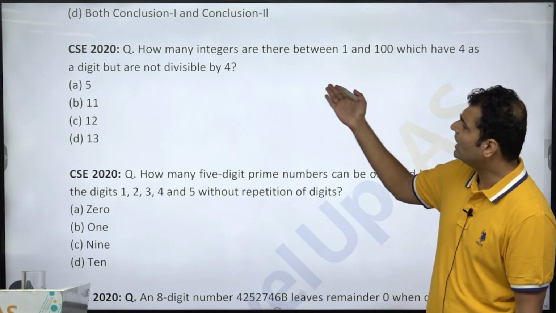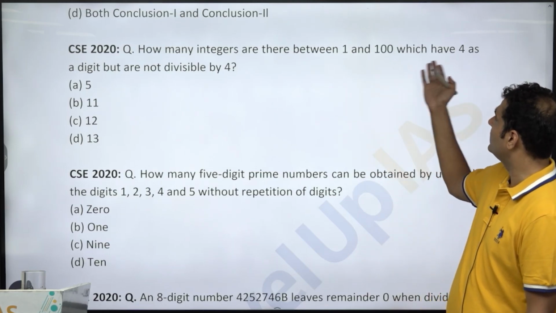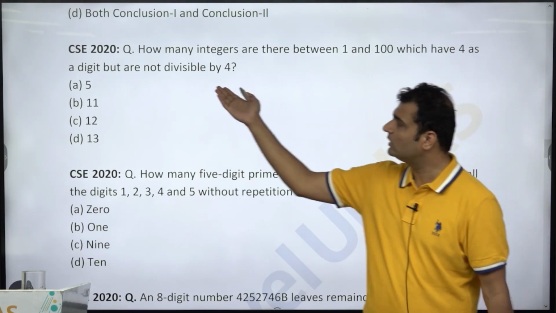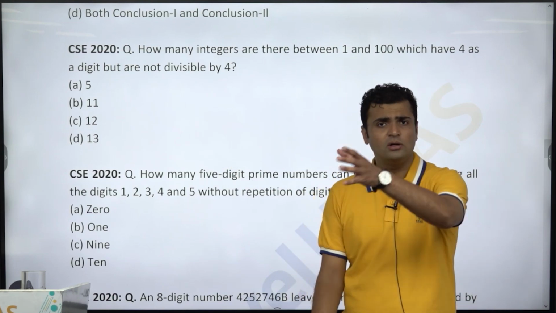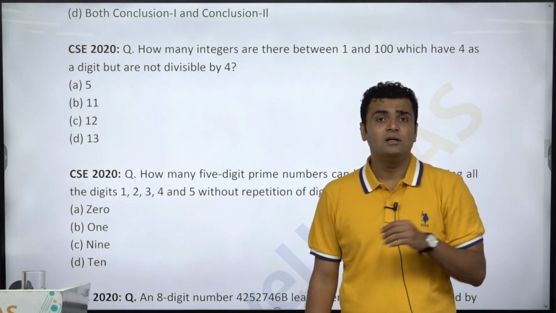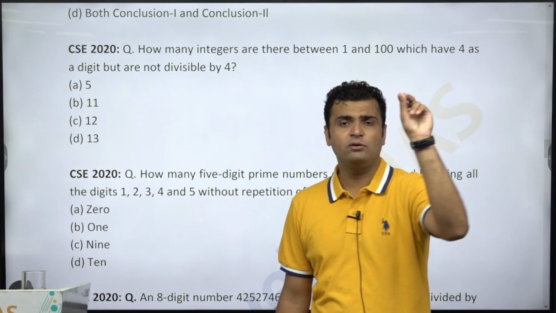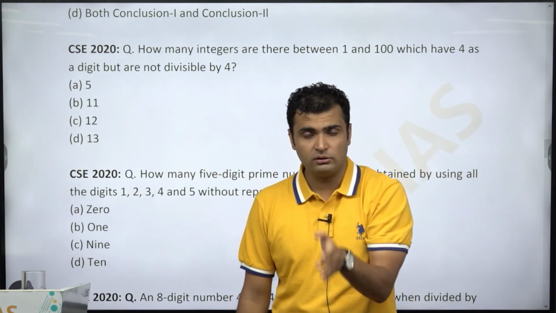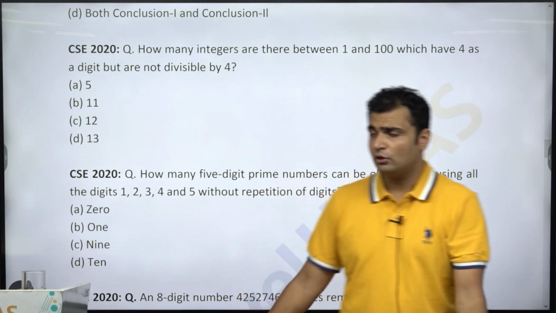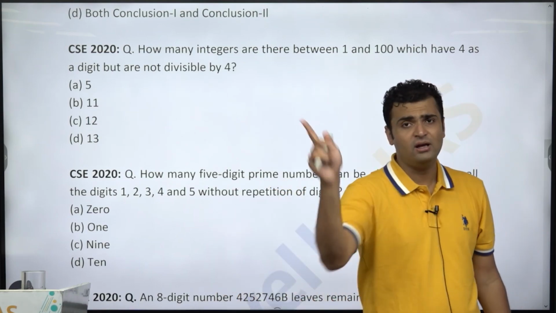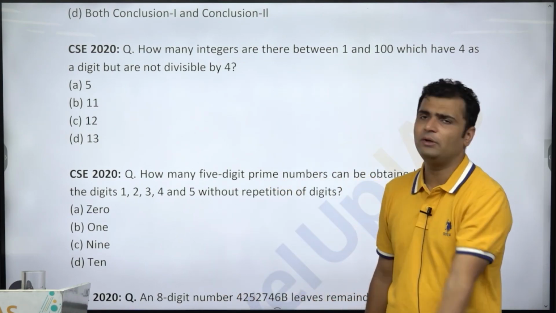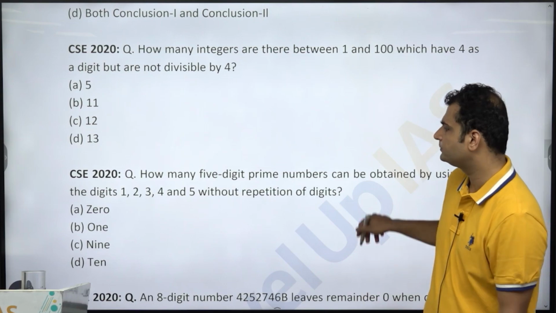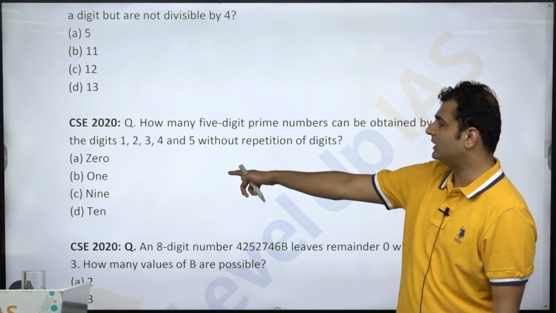This you have to do manually. How many integers are there between 1 and 100 which have 4 as a digit but not divisible by 4? Just लिख लो 4 digit कहाँ पे आता है. एक तो 4, 14, 24 ऐसे आएगा, एक ऐसे आएगा 40, 41, 42 till 49. अब उसमें से जो भी नंबर 4 से डिविजिबल है उनको क्रॉस कर दो और गिनो मैन्युअली एंड दैट विल गिव यू आंसर.